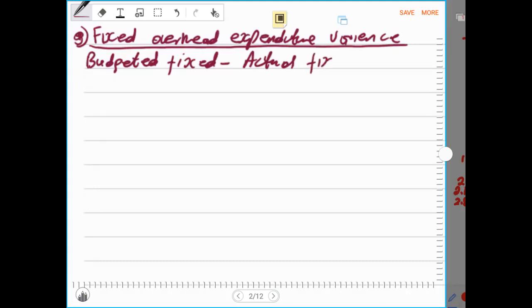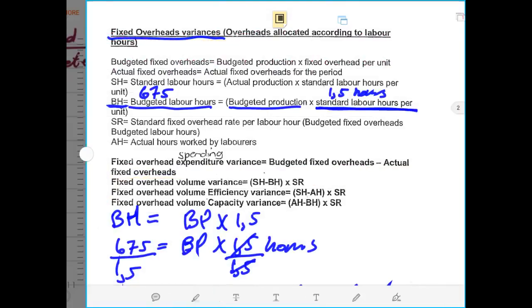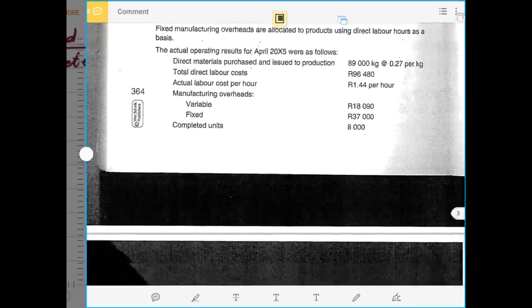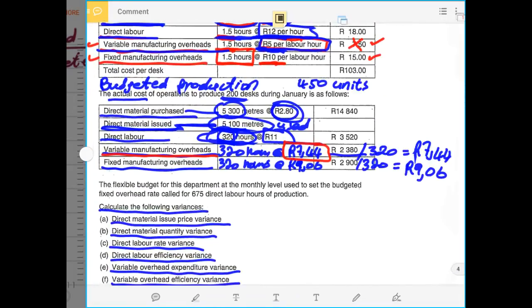Actual fixed overhead. I'm not sure if we do have this information, all of it or not. Now let us check if we have our budgeted. If it's not there, no problem, because this was not a requirement for this question. I'm just extending this to a higher level.